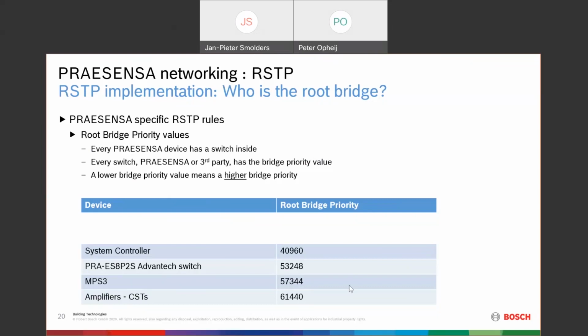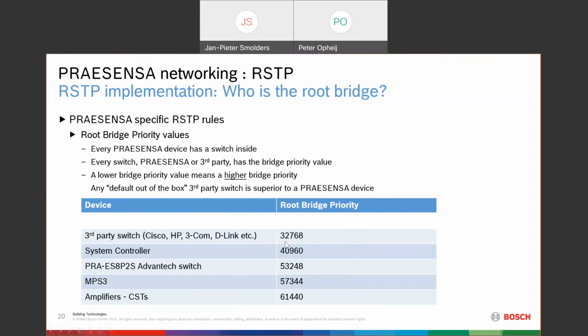But if you now take a third-party switch, doesn't matter if it is a Cisco or an HP or a D-Link, a very simple one, it will always have a lower bridge priority. You see, 32,000. So that means if you connect any switch to a PRAESENSA network, it will automatically assume the function of the root bridge for RSTP. And that can be quite dangerous because there's a big difference between a D-Link switch of 45 euros and the switch in a system controller.